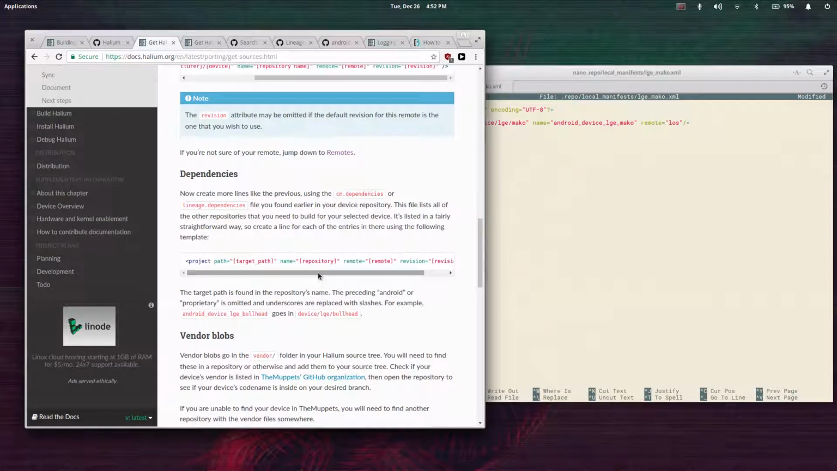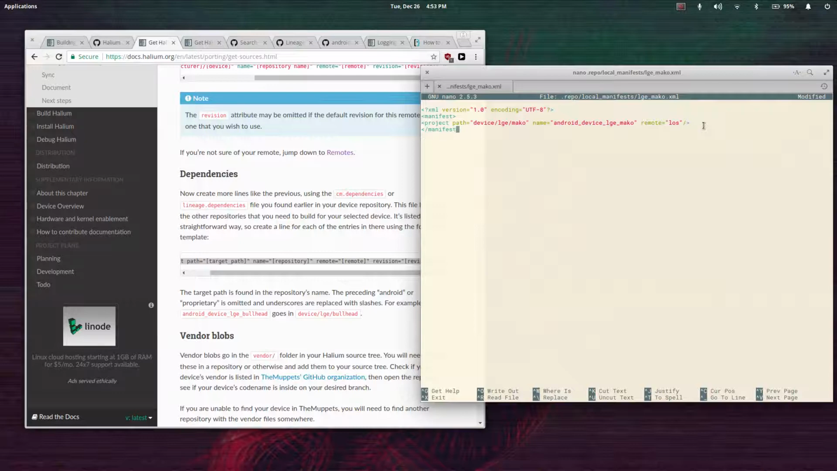Dependencies. Now create more lines like the previous, using the cyanogenmod.dependencies or lineage.dependencies. Does that also go in... just wait, I'm gonna fuck this up and then somebody's going to comment on the video, oh, there's just a default for Macro, you can just use that. Very easy.